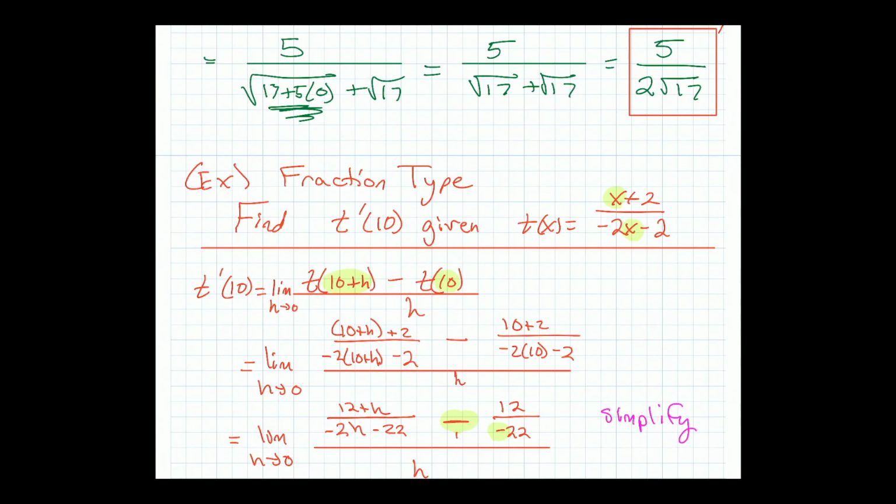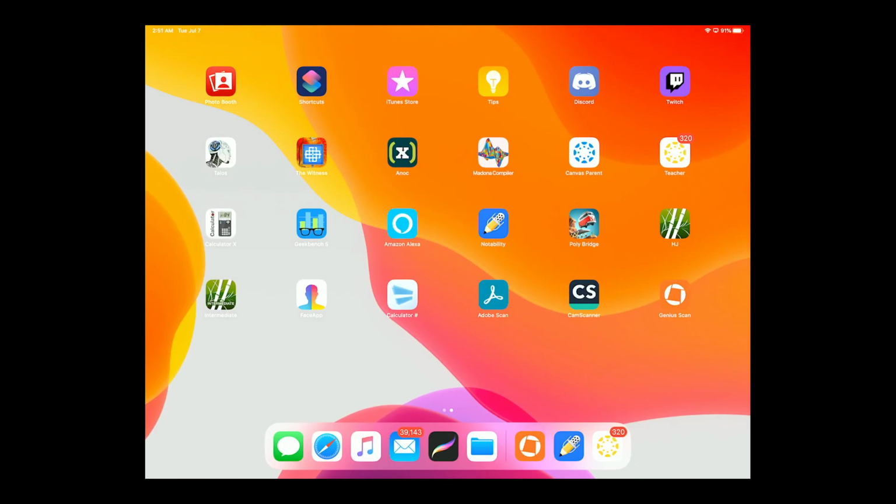So like this one right here, let me write it down because I'm going to move away from this page. The function was x plus 2 over negative 2x minus 2, and we wanted it at 10. All right, so here's what I mean by that.